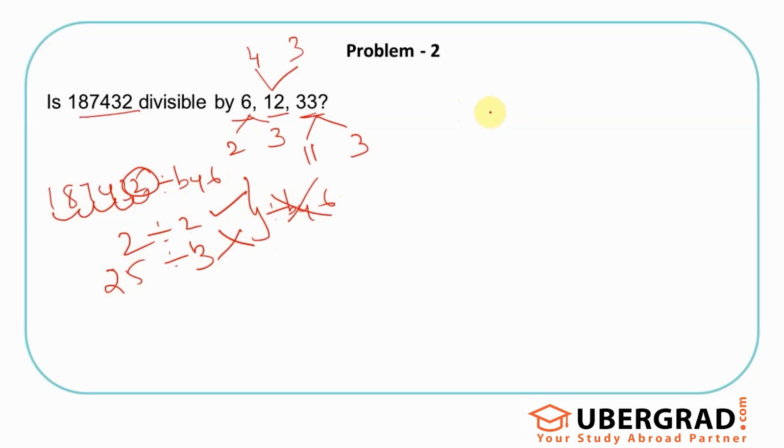Right? So automatically for 12 also the rule is to check for 4 and 3. I'm just doing it for a better experience. So 32, the last two digits, is divisible by 4. But it is again not divisible by 3, because the sum of digits won't change. That's 25. Hence the whole number is not divisible by 12.